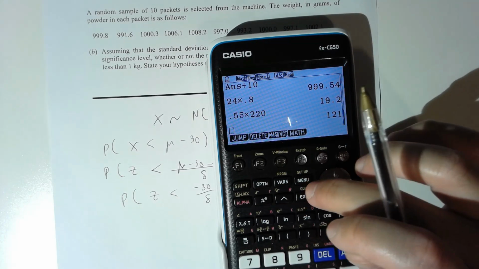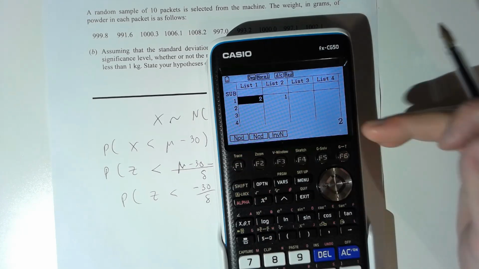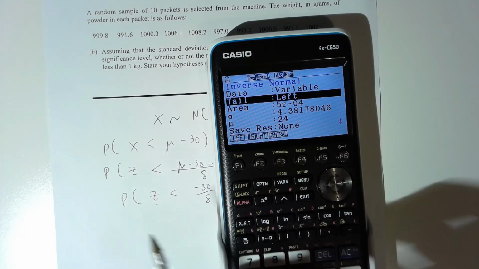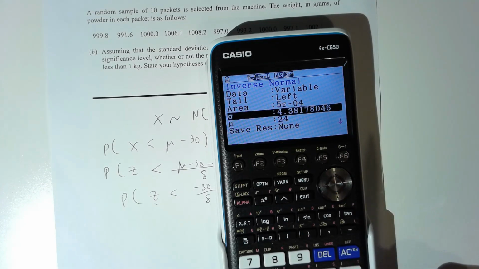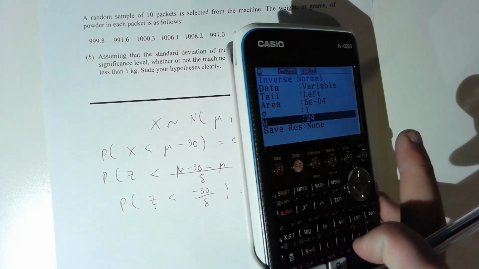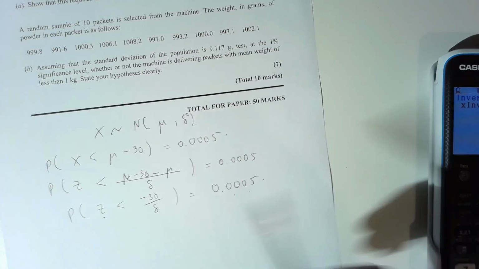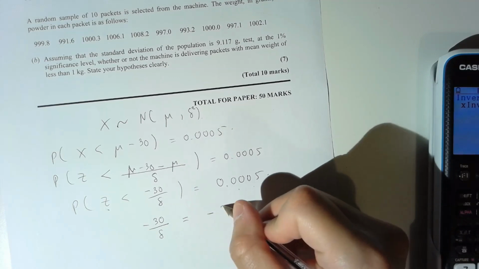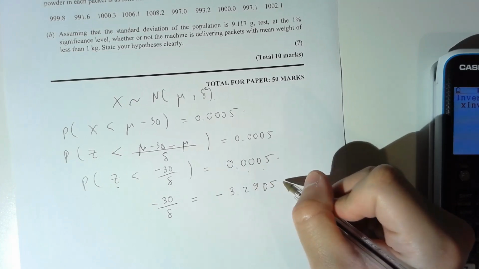Sometimes we have to use the menu and distribution. Now, to find the value inside the bracket, we have to use inverse normal distribution. The area, of course, is the left-hand side tail, and the area equals 0.0005. The standard deviation is 1 and the mean equals 0 because it's the standard normal. So this value, minus 30 over delta, is equal to minus 3.291, or 3.2905267.